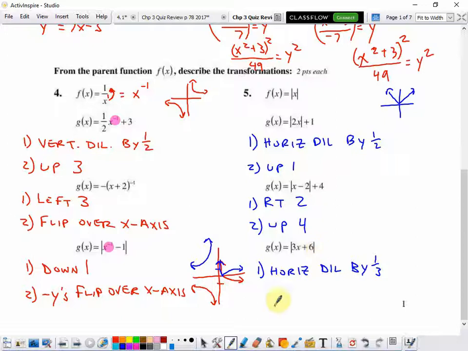And that plus 6 means it's going to move left, and it's going to be 6/3. We won't keep it as 6/3. 6 divided by 3 is 2. This function shifts 2 units to the left.